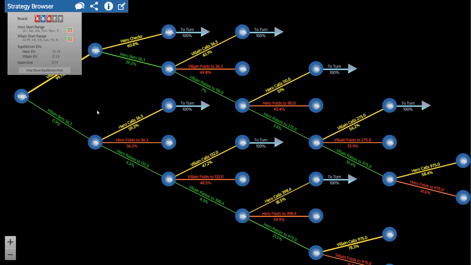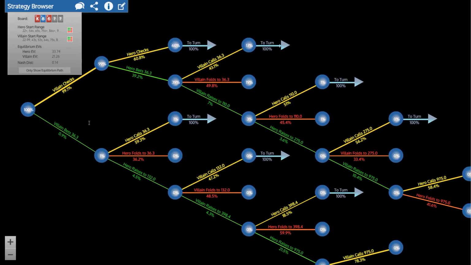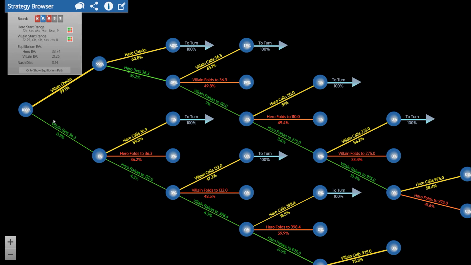But the basic scenario is very simple. It's a single raised pot, cutoff versus big blind, and the board came king, eight, six. Here the villain is the big blind player. They mostly check, and then the hero c-bets, and the villain folds 50%.